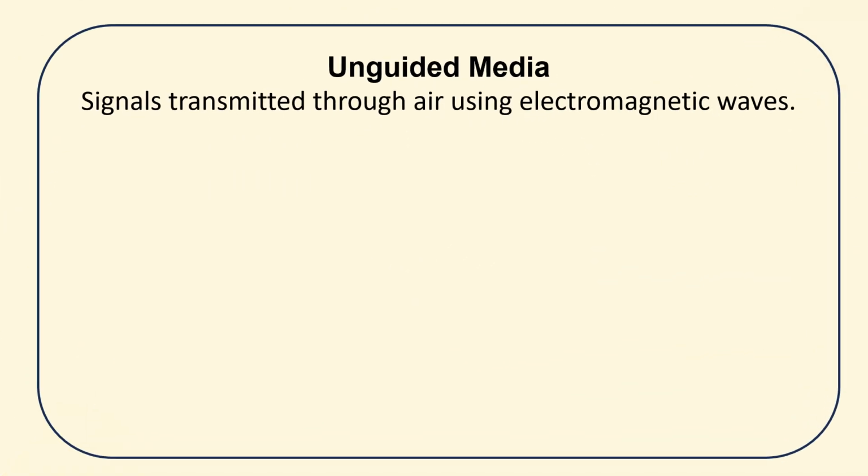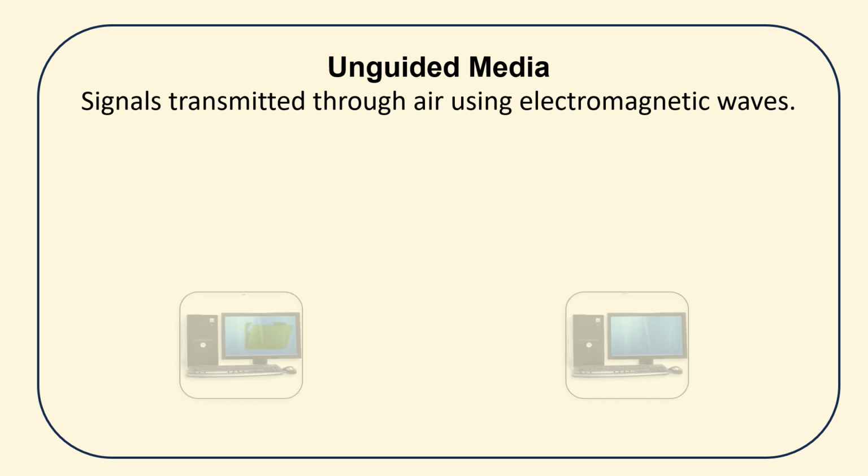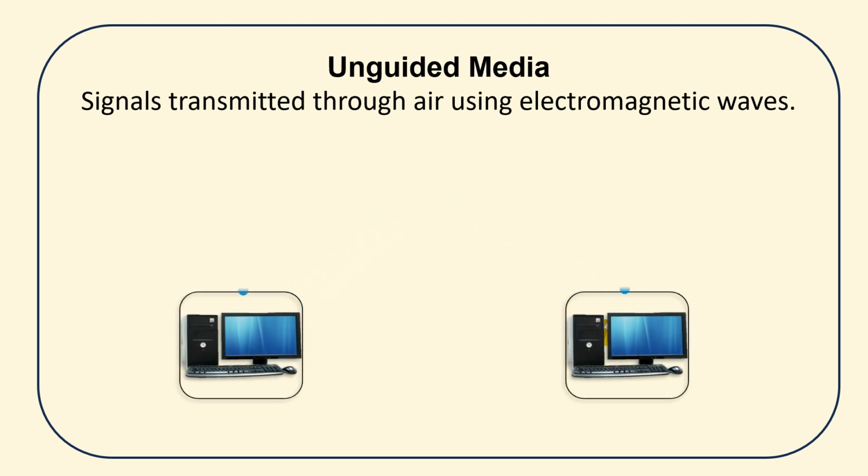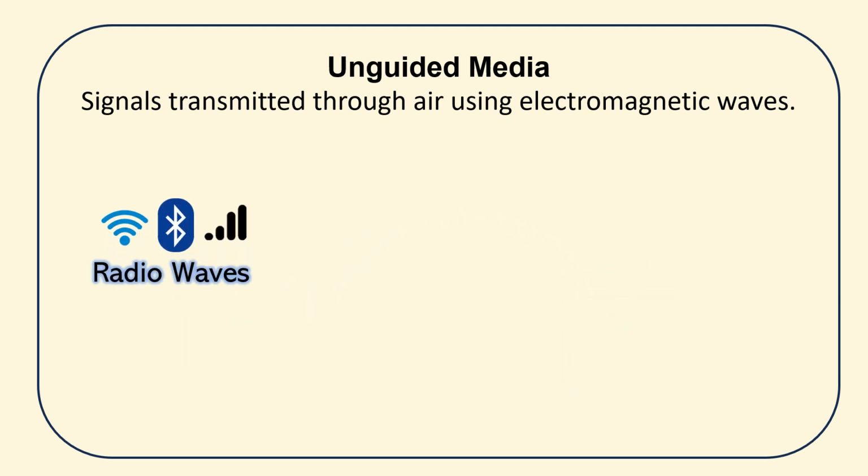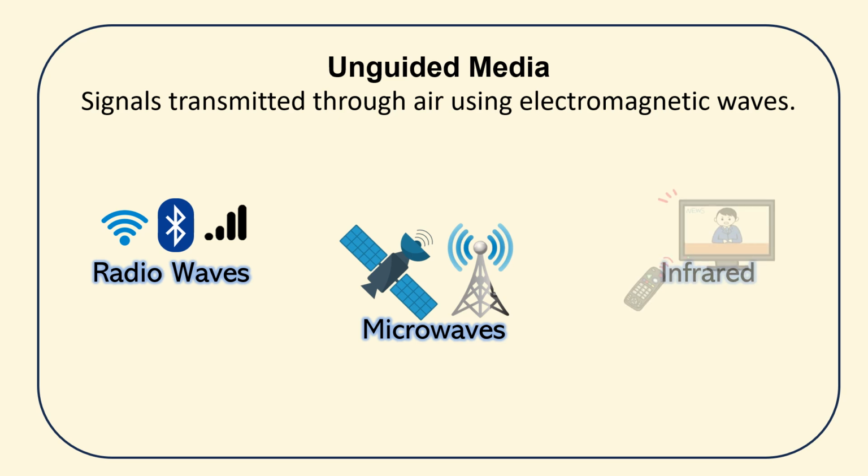Moving on to unguided media, also known as wireless transmission media. This type of medium uses electromagnetic waves to transmit data through the air without any physical cables involved. The main types of unguided media are radio waves, microwaves, and infrared.